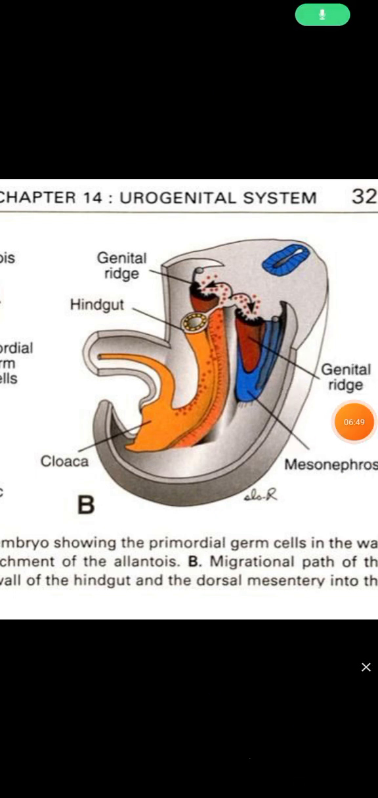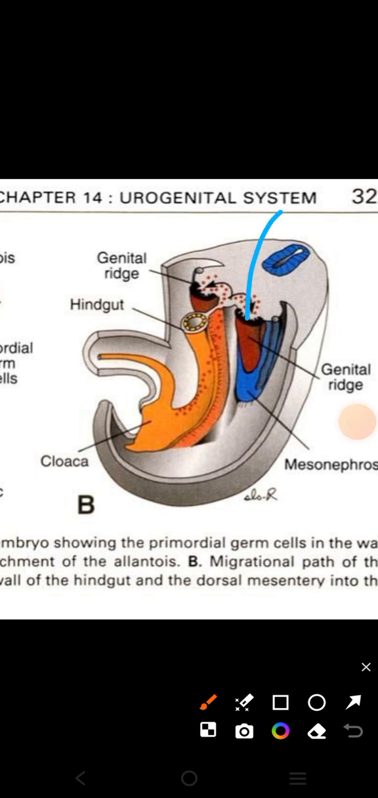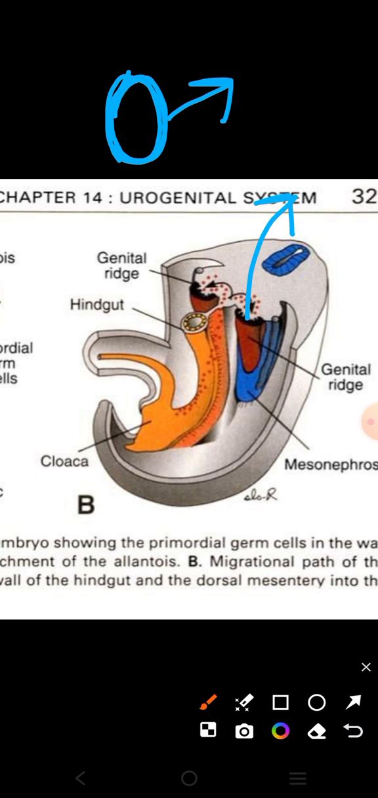Now just remember this genital ridge, I'm highlighting it here. This genital ridge has mainly two portions. One is its outer portion, which we call the coelomic epithelium or mesothelium. And inside it there is the cortex. Just remember this structure. So in females, what happens? This genital ridge will develop into what? In the absence of the SRY gene or Y chromosome, it will develop into the ovaries.